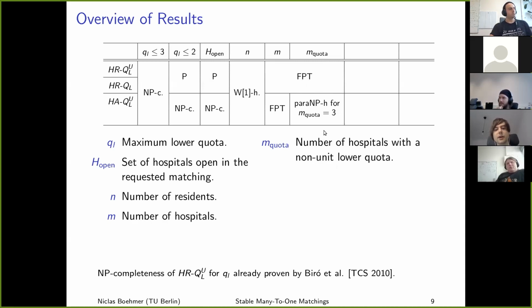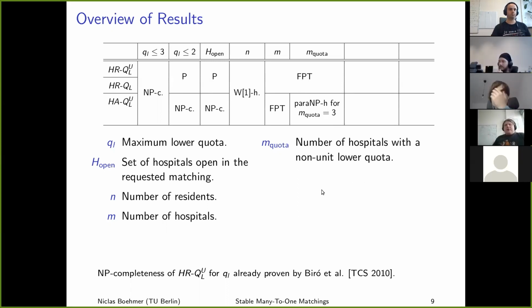However, for the house allocation problem, this ILP approach bounding the number of resident types no longer works at all. We were even able to prove that the problem is para-NP-hard just for 3 hospitals with a non-unit lower quota.